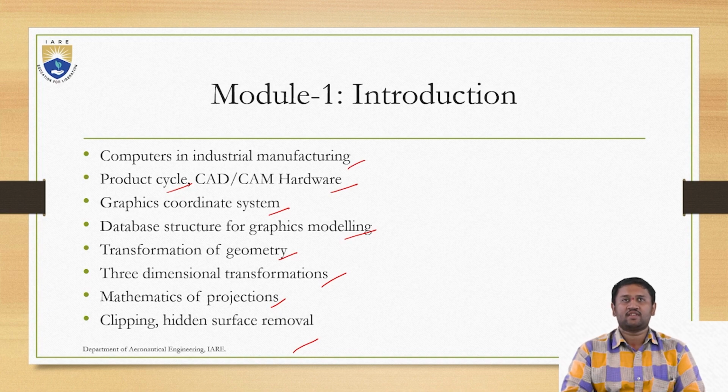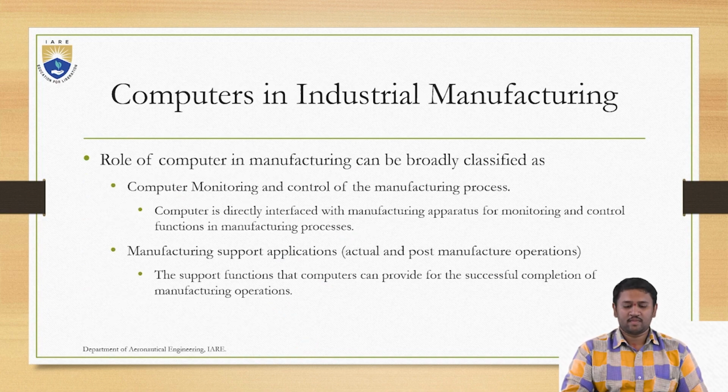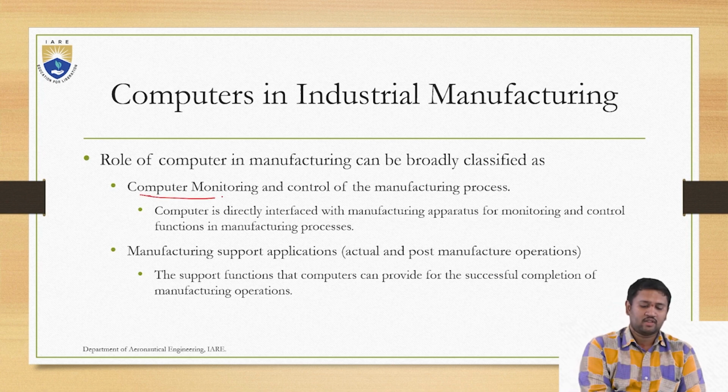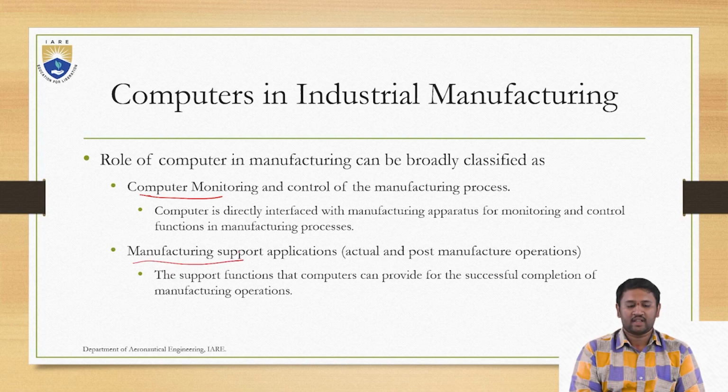So next, continuing with your first, what do you mean by computers in your industrial manufacturing? Right? What is the role? First, computers in use of industrial manufacturing are broadly classified into two. First is your computer monitoring. Second is your manufacturing support. Particularly, computer monitoring is basically for monitoring and controlling of manufacturing processes.